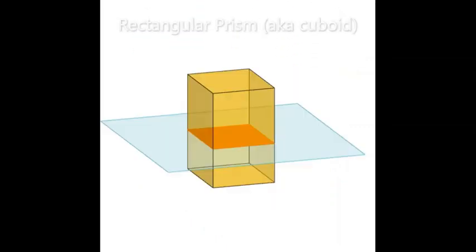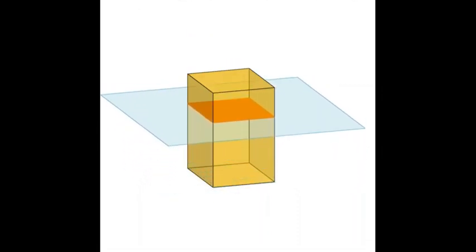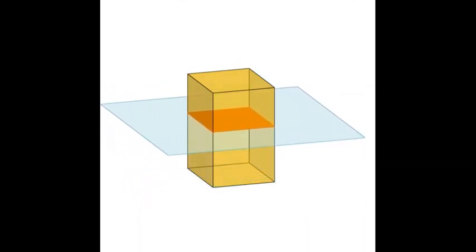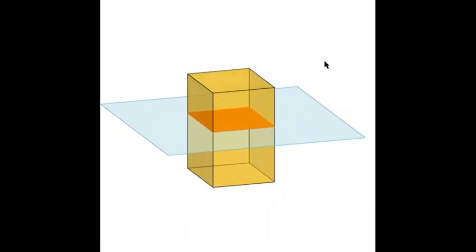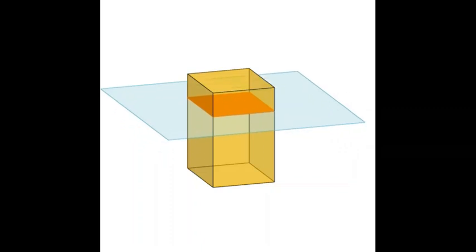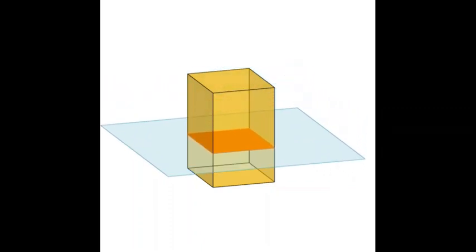Now here's that cuboid again, what we called a rectangular prism. You can see it's the same cross section all the way through. If you see this shaded part here in orange, we call it the cross section. It's consistent all the way through.